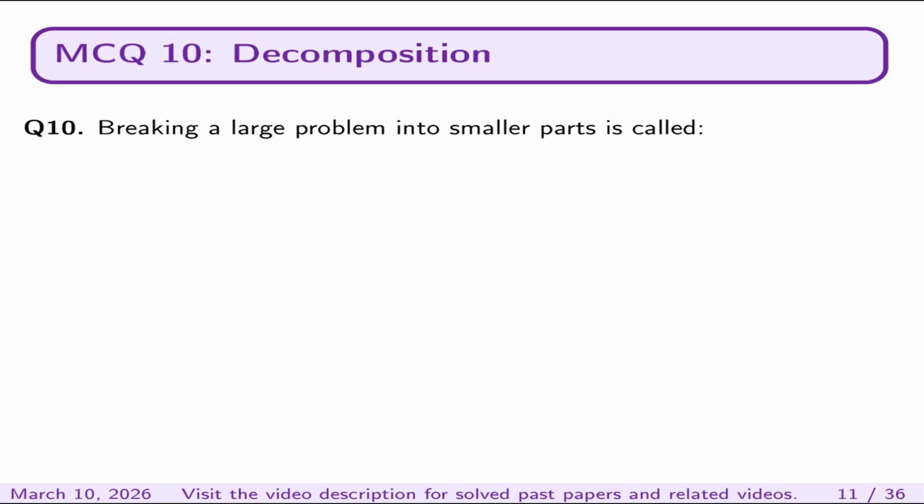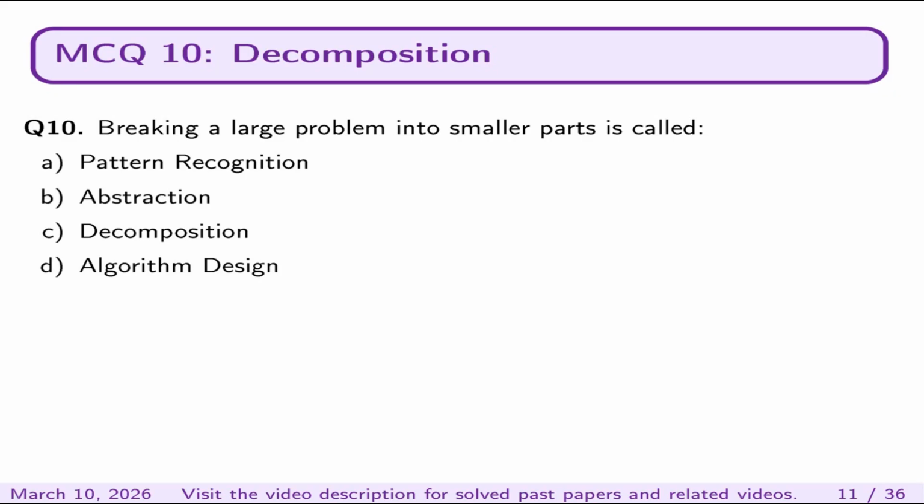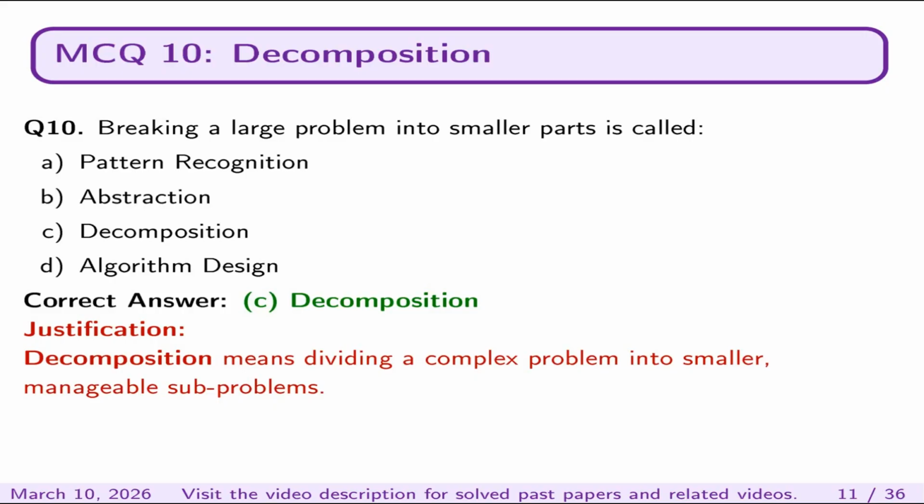Question number 10. Breaking a large problem into smaller parts is called pattern recognition, abstraction, decomposition, algorithm design. The correct option is decomposition. In decomposition, it divides a complex problems into smaller, manageable sub-problems.